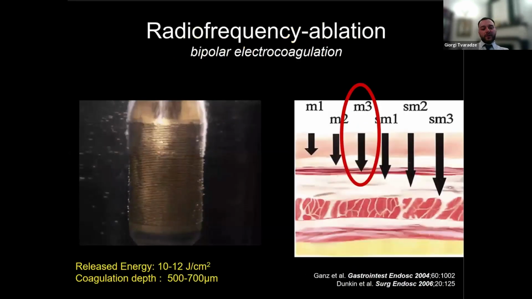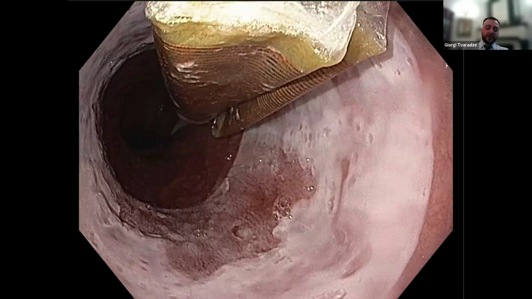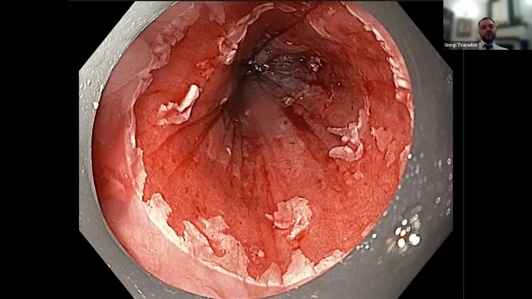So we are using a radiofrequency ablation. It is a bipolar electrocoagulation. The only disadvantage of it is that the equipment is very expensive, unfortunately. So let me show you an example. This is a Barrett esophagus, and you can see here the long segment. So we performed a radiofrequency ablation, or RFA, with a 360-degree balloon. Usually after the first ablation, we use an endoscopic cap. You can see the cap here, and we remove mucosa. After this, we ablate again.